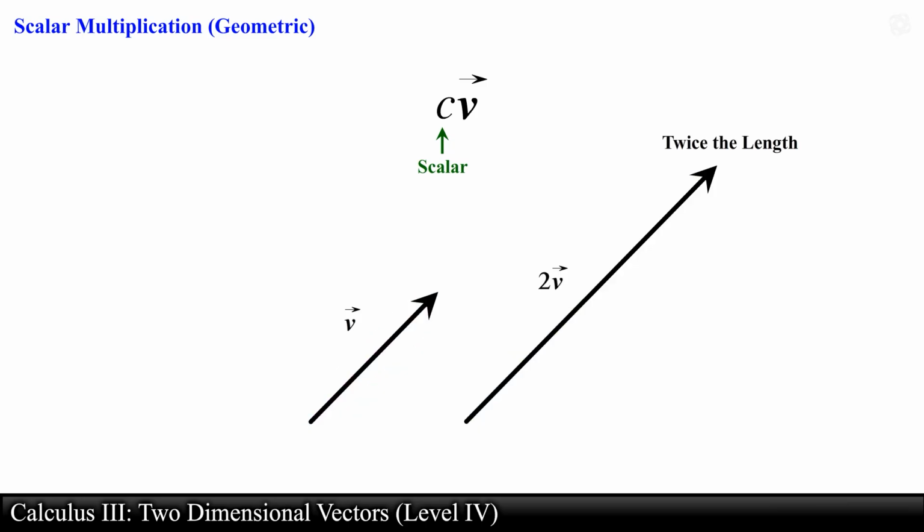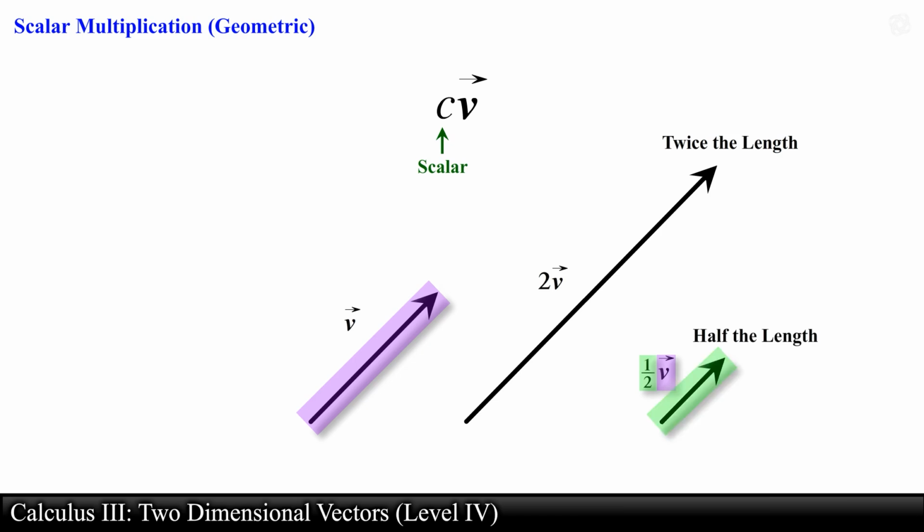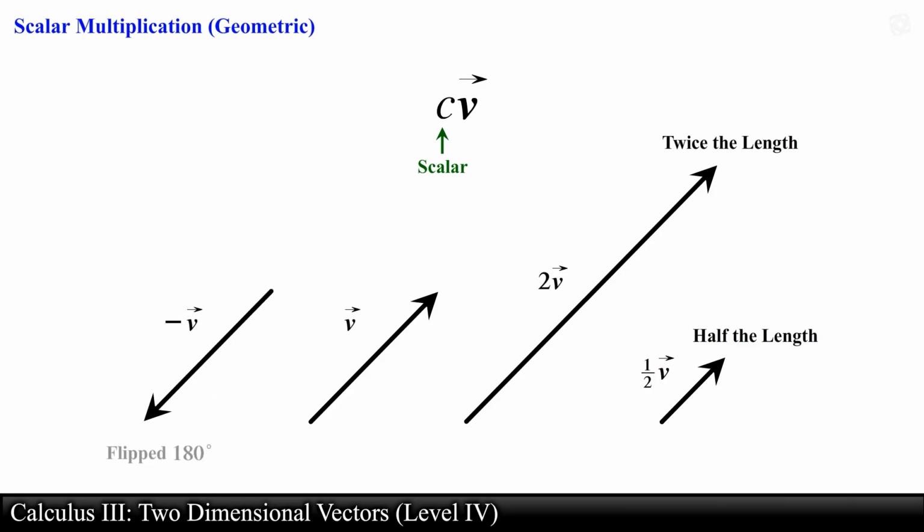In the same manner, if we want to reduce the length of vector v by half, we would denote it as follows: 1/2 times vector v. Here, the scalar is 1/2, and it is instructing us to take vector v and reduce its length by half, and keeping the same direction. Lastly, a vector can be multiplied by a negative scalar. Multiplication by a negative scalar forces the original vector to point in the opposite direction. This operation is denoted as negative vector v. It literally turns a vector 180 degrees in the opposite direction.